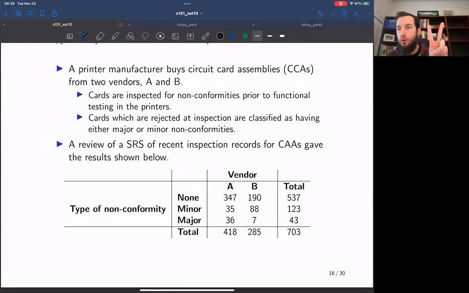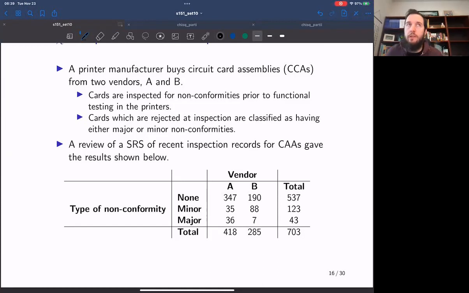So we have two qualitative variables. The first variable is the business. The outcomes are A or B. And the second variable is the type of nonconformity. The outcome is none, minor, major. Okay.